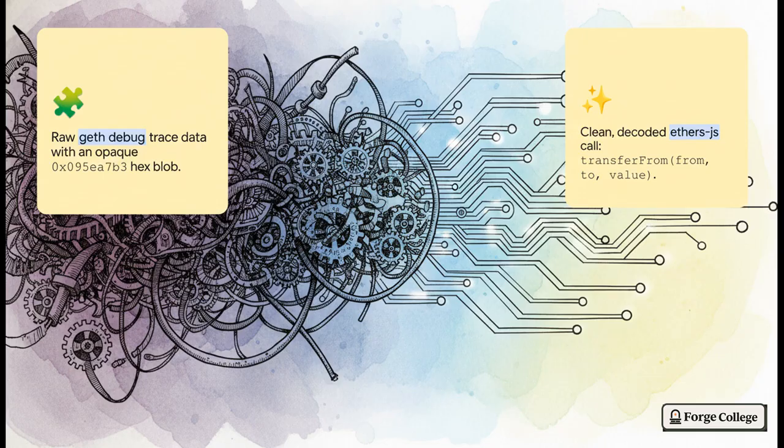Just take a look at the raw geth-debug trace over on the left. It's got this terrifying hex blob starting with 0x095E7B3. I mean, that tells you practically nothing at a glance, right? But over on the right, look at that beautifully clean decoded ethers.js call. Just transferFrom with its parameters. This sweet relief right here, that's the exact gap we're bridging today.